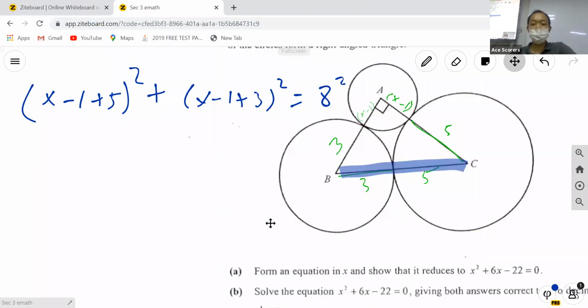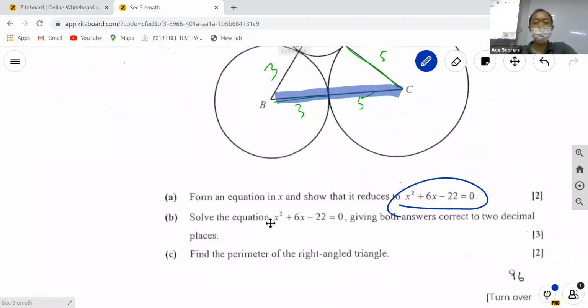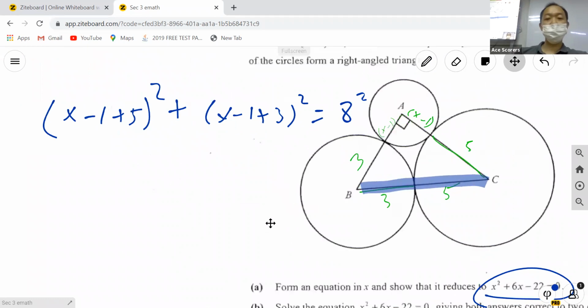That's the clue. Able to get? Did you get this? X squared plus 6x minus 22. Yeah, very good. Did you find that? Okay, that's the first part.